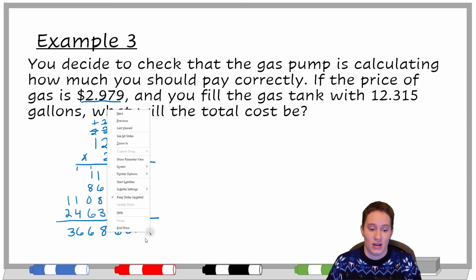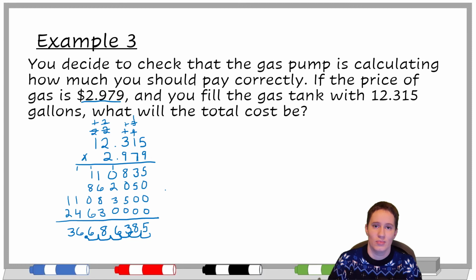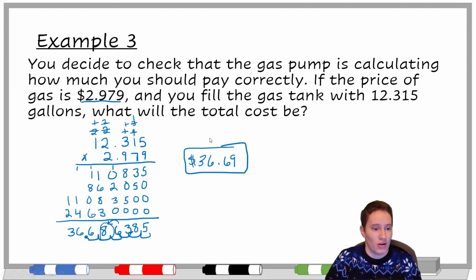So starting from over here, 1, 2, 3, 4, 5, 6. That was really poor moving the decimal on my part. Sorry about that. So this is 36 point. And keep in mind that this is money. So we're going to round to the nearest cent here. Okay, so since that's a 6, it's going to go up. This is $36.69. That's what it should say on the gas pump for our cost.